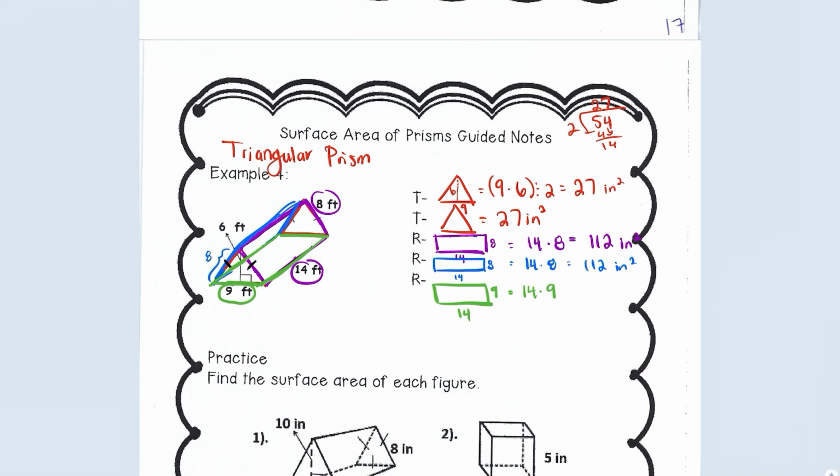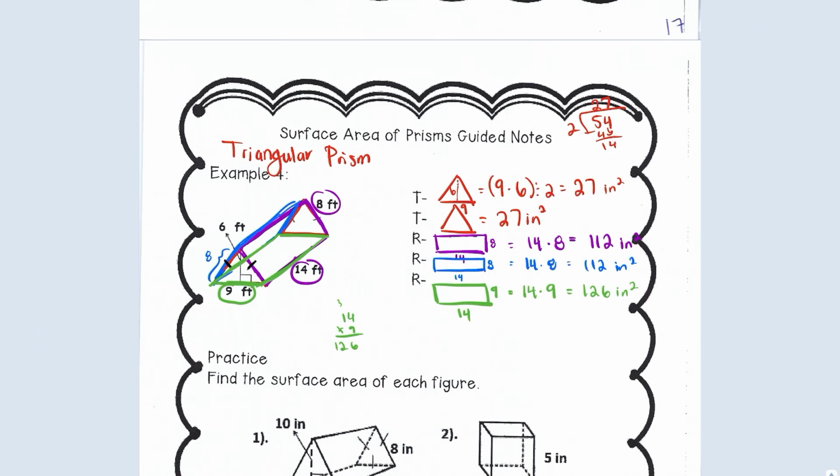10 times 9 is 90, 9 times 4 is 36, 90 plus 30 is 120, 120 plus 6 is 126. Let me just double check. 14 times 9, that's 36, 9, 10, 11, 12. Yep, 126 square inches.